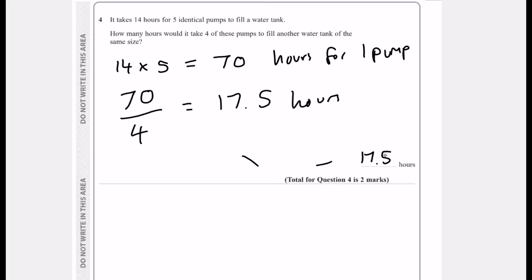And we can see it takes more time because we've got fewer pumps. We've got 4 pumps, so it takes longer to fill up the tank.